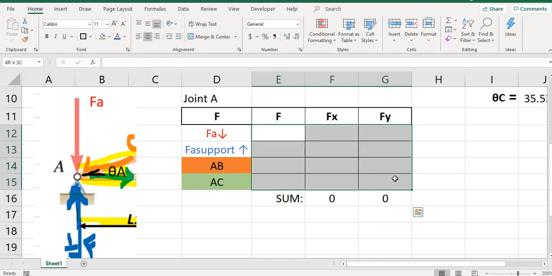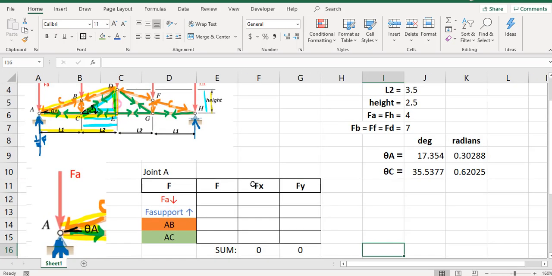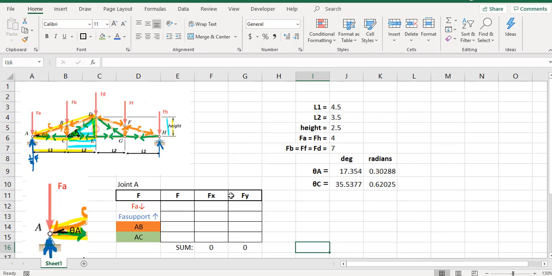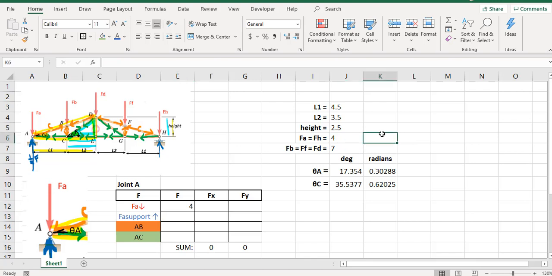Okay, I'm going to go ahead and center that just because I like it to be centered. So what do we know so far? I'm going to zoom back out and we can start filling in this table for joint A. So we have the force at A going down, and I'm going to grab that from right here. This is in kilonewtons. And rather than calling it 4,000, I'm just going to leave it in kilonewtons.